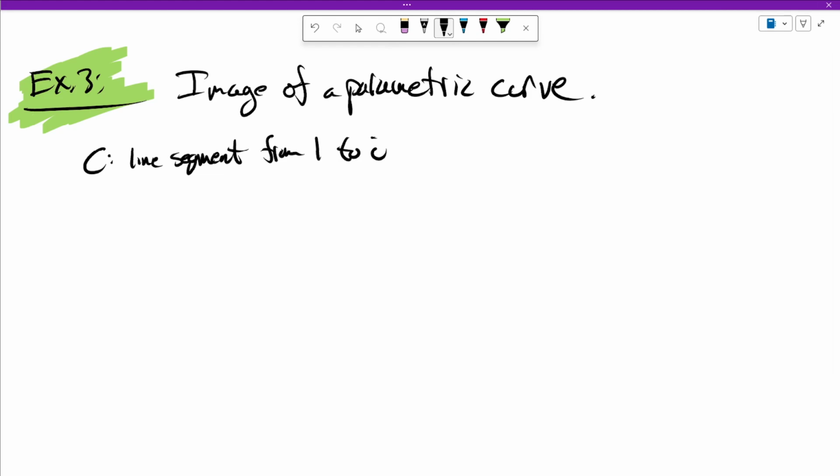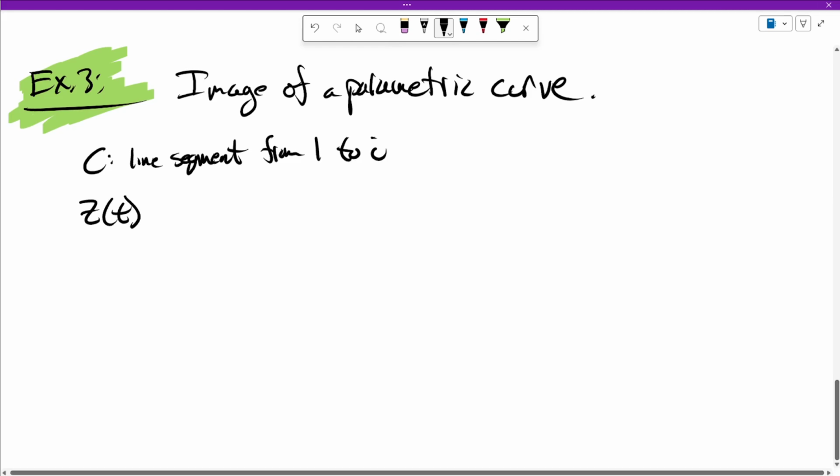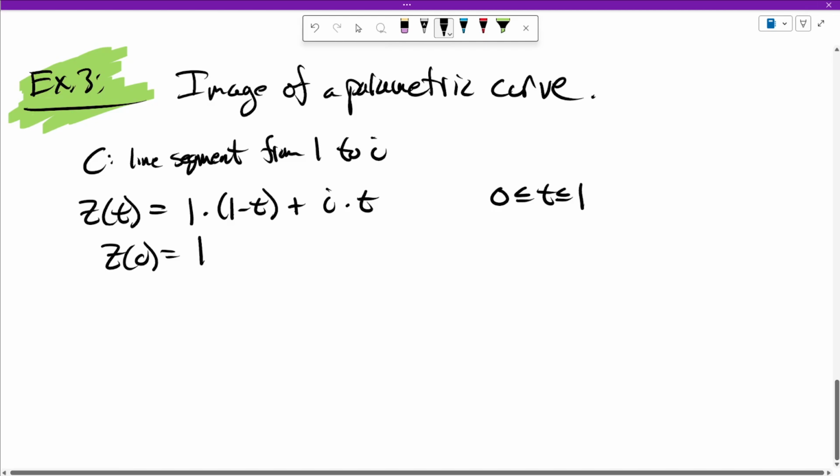To parameterize this curve, we're going to take z of t to be our start point, which is 1 times 1 minus t, plus our end point, which is i times t. And this is a parameterization on the interval 0 to 1. Now we can check that this works by plugging in. First of all, it's linear. There's no quadratic functions of t, so it's going to give us a line. Then we can plug in 0. When we plug in 0, we get 1, as you'll see. And when we plug in 1, this portion becomes 0, and we get i.